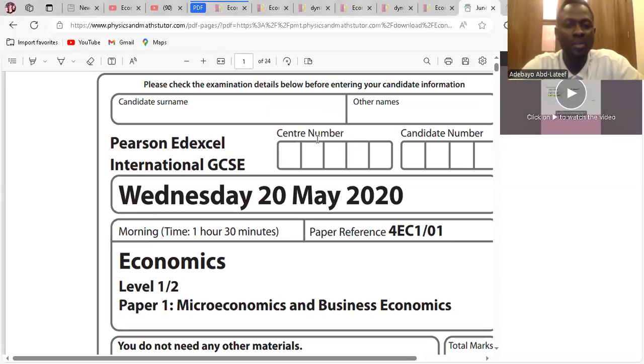So we have economics, paper 1, May 2020. Start.